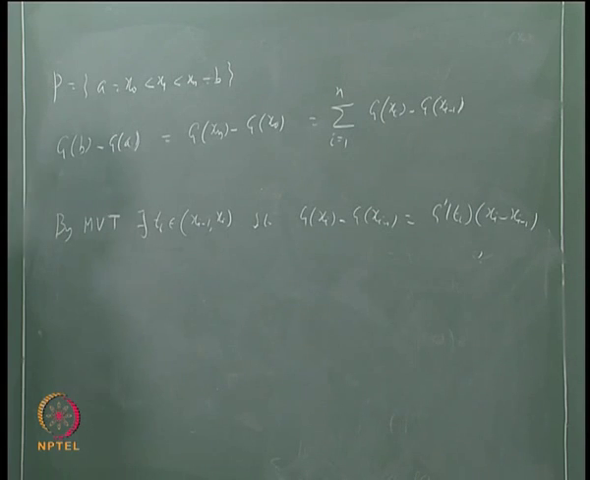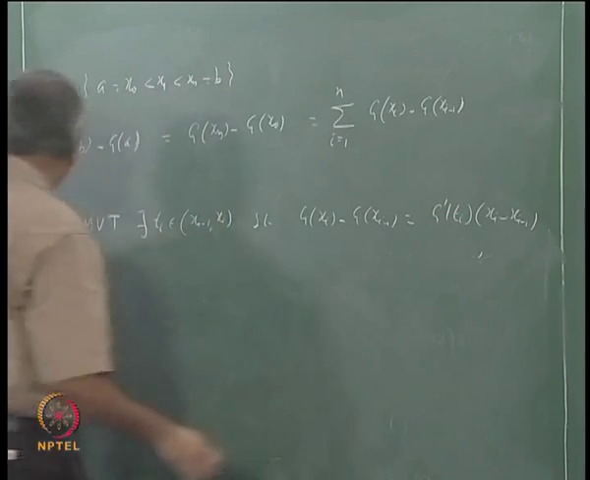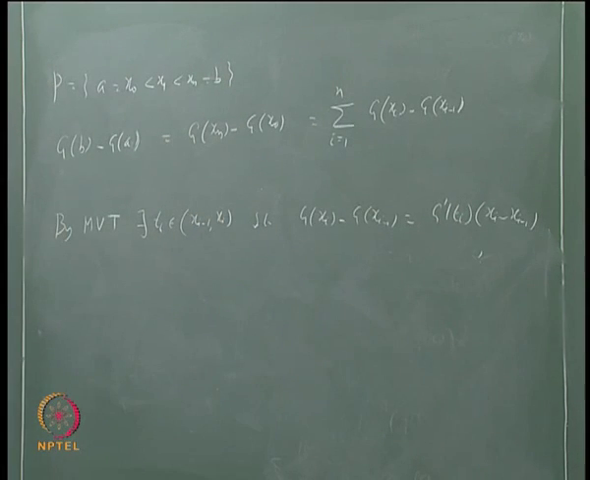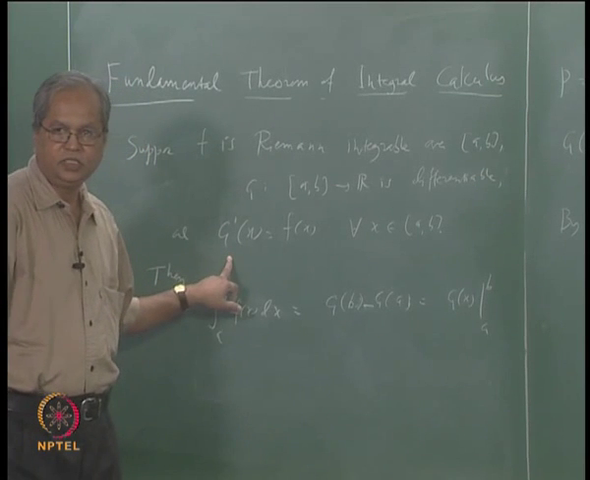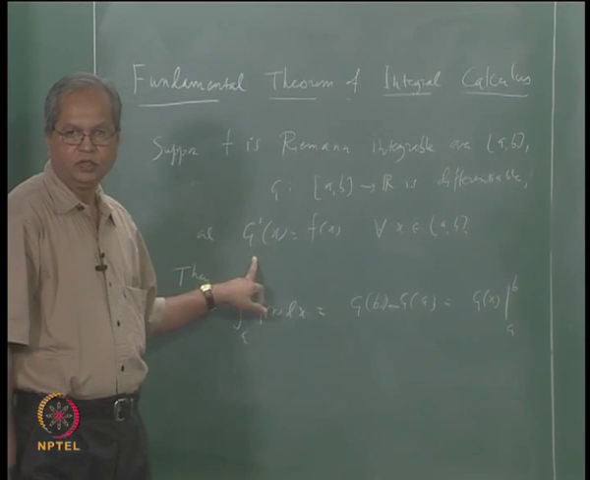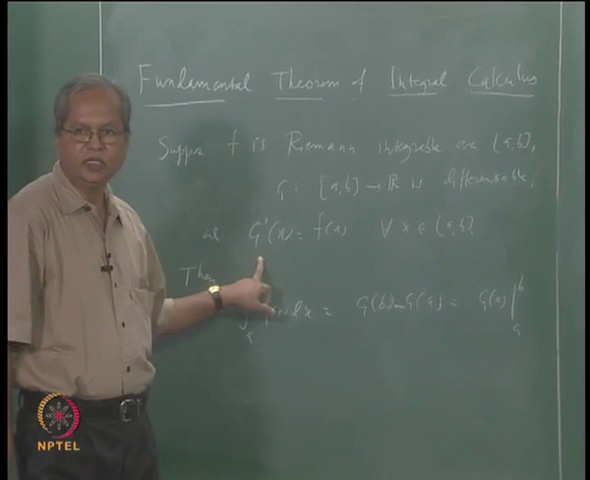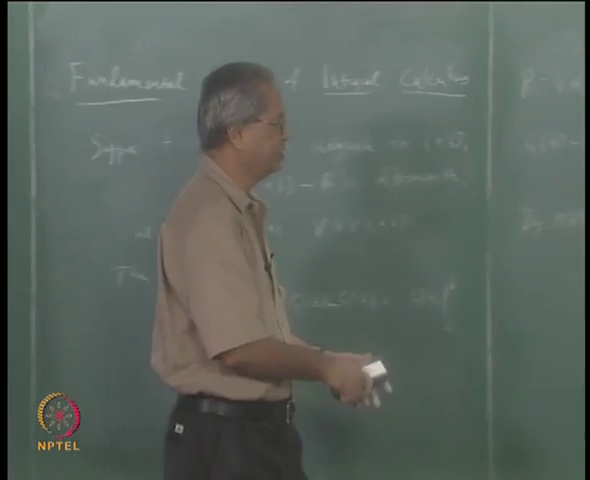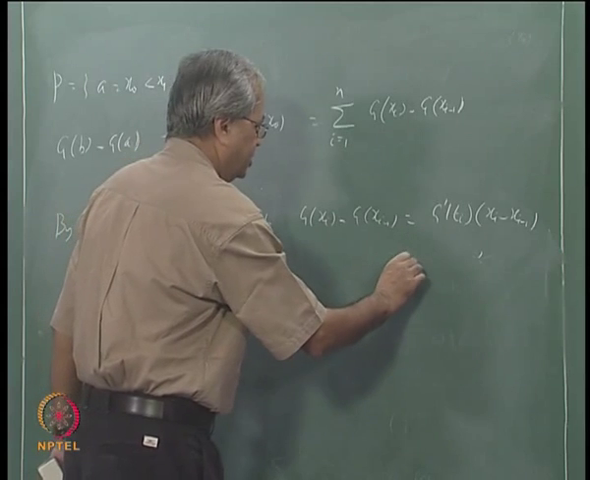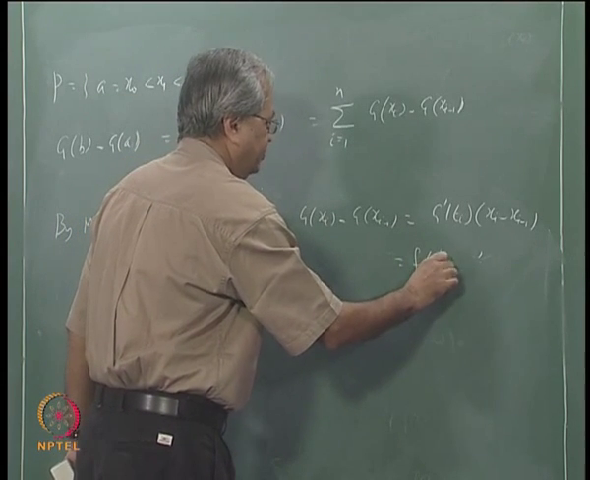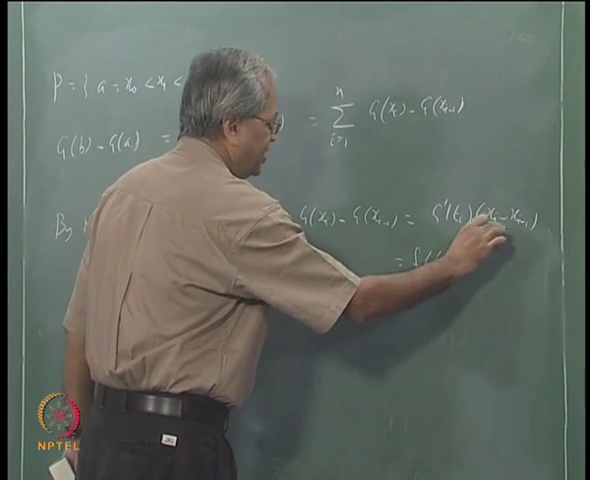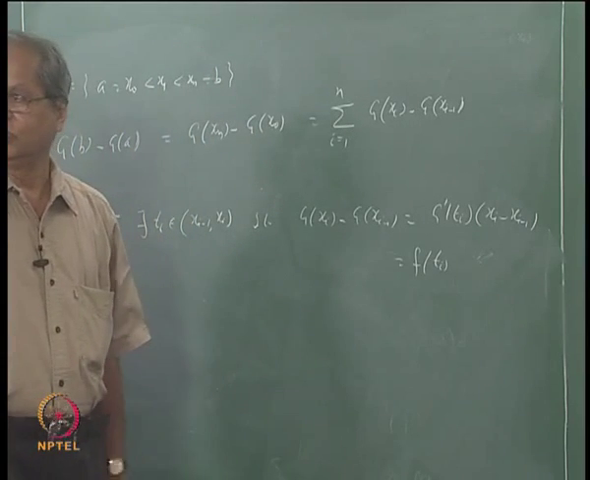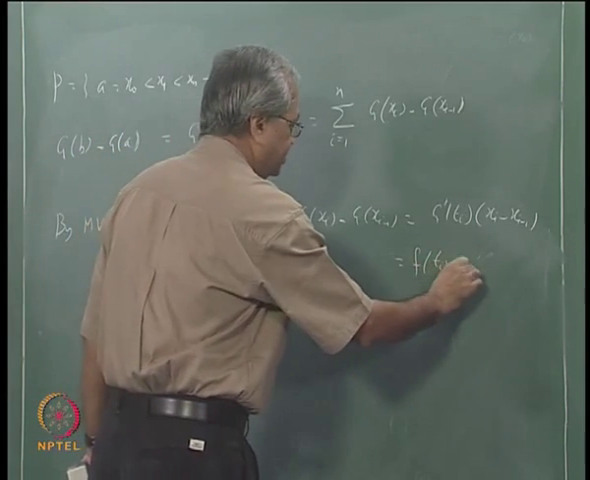Okay, but what is G prime at Ti? Look at here. For each x, G prime x is f x. So G prime at Ti is nothing but f at Ti. So this is nothing but small f at Ti, and this is what we have been calling delta xi, xi minus 1. That is nothing but delta xi, right?